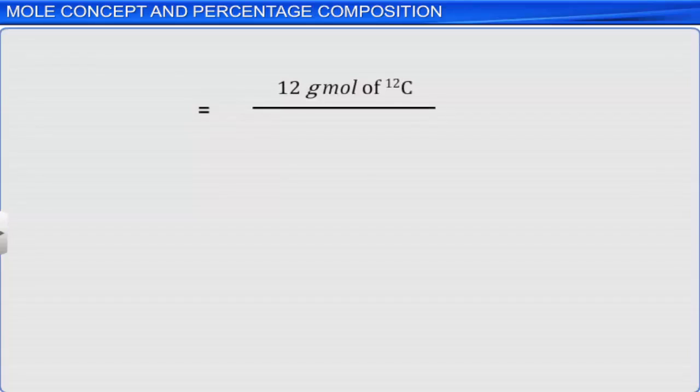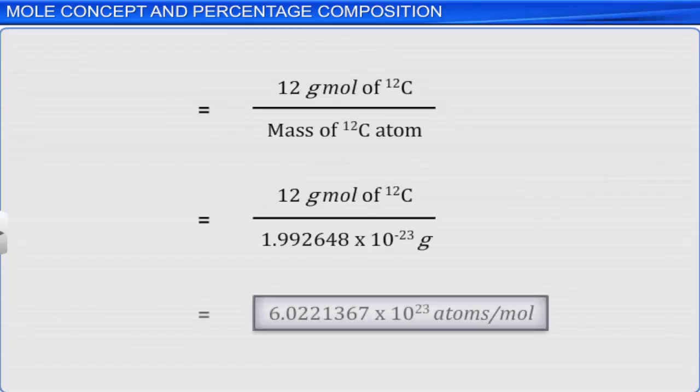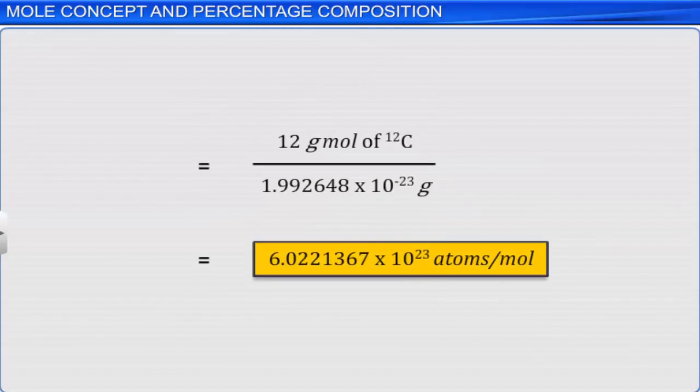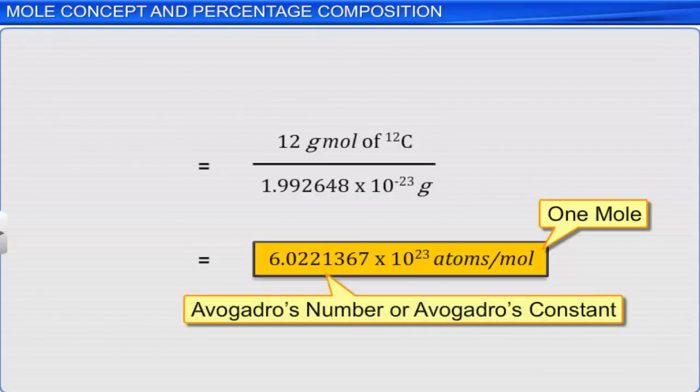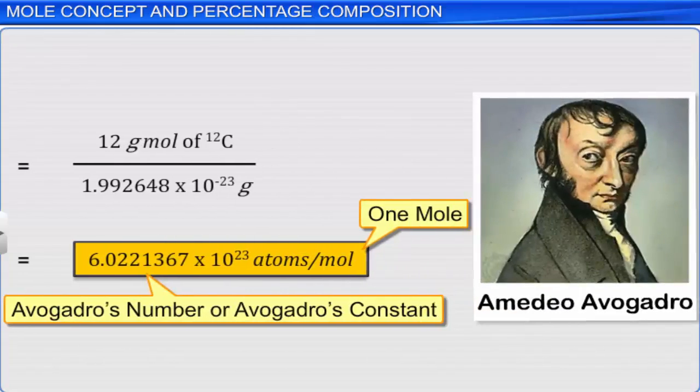They then divided 12 gram moles of carbon-12 by the mass of carbon-12 and obtained 6.0221367 multiplied by 10 raised to 23, which is the number of atoms in 1 mole or 12 gram of carbon. This is the value of 1 mole and is known as Avogadro's number or Avogadro's constant, in honor of Amedeo Avogadro, and is usually represented as Na.